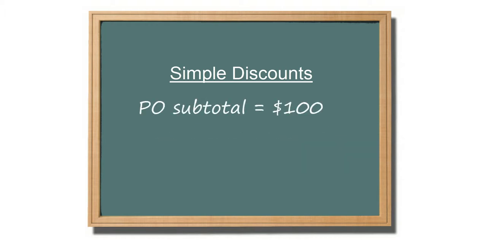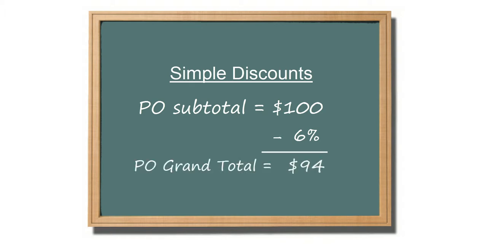For example, let's say your subtotal on the purchase order is $100, and you have two simple discounts of 3% each. The discounts are added together for a total of 6% and then applied to the purchase order for a grand total of $94.